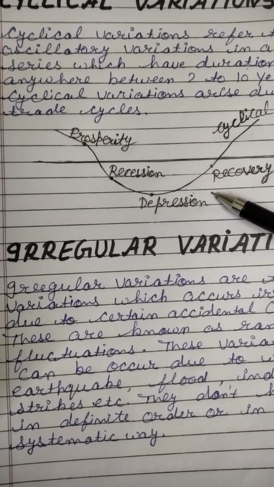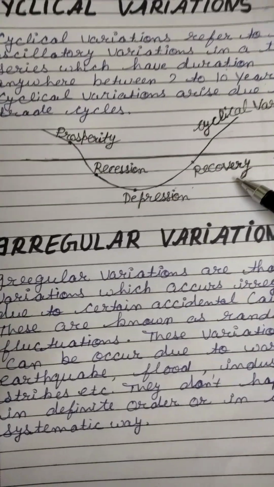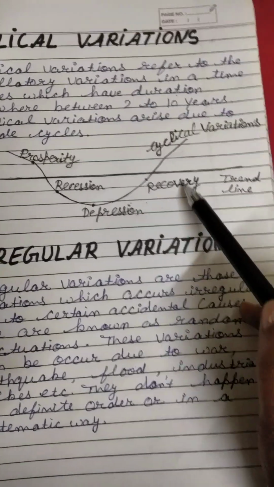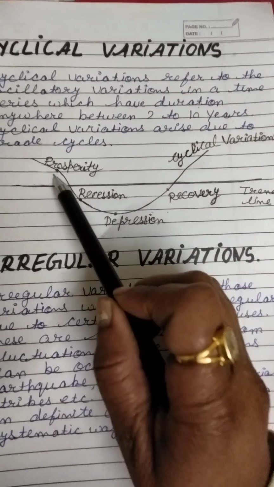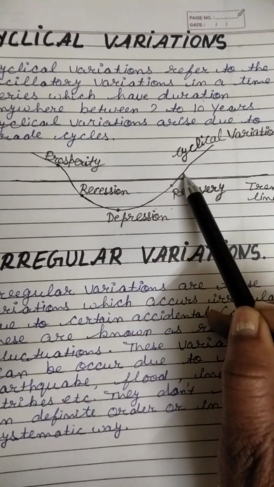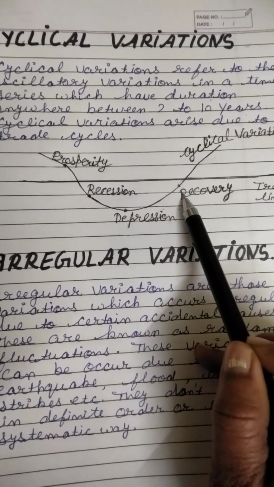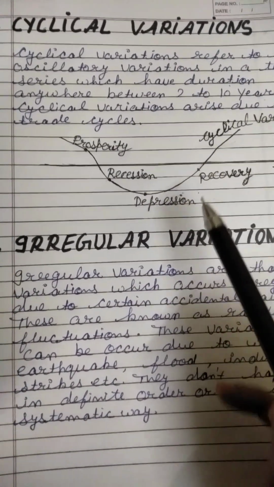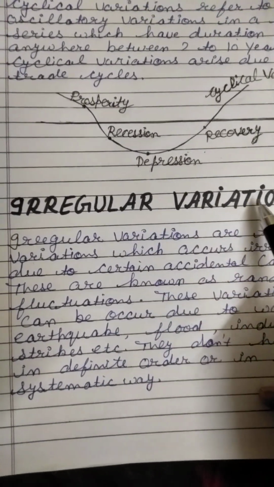Cyclical variation जो है ये 4 phases से होकर के निकलता है. ठीक है, you can understand this with this graph. This is the trend line. This line is the trend line and these are the 4 stages of the cyclical variations: prosperity, recession, depression and recovery. Okay, now we have last variations, that is irregular variations.